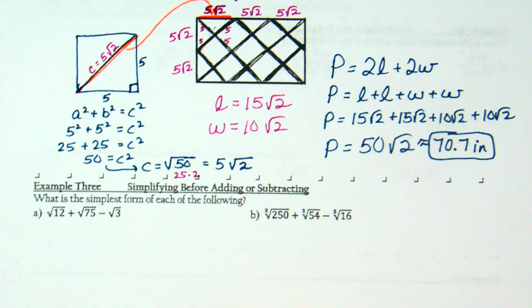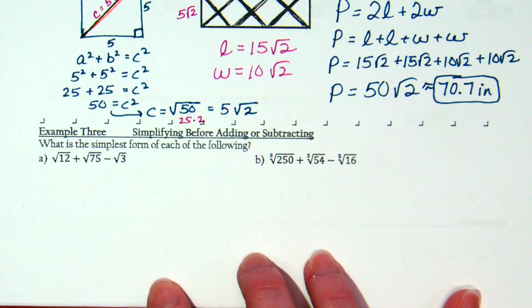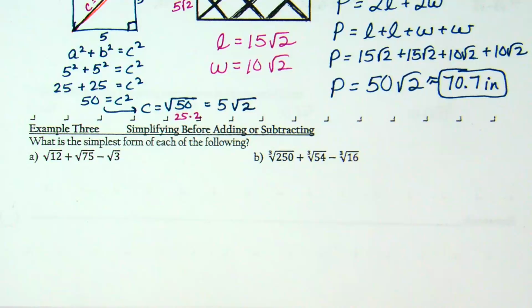Okay. Moving on, example 3. Let's get back to adding and subtracting radicals. Square root of 12 plus square root of 75 minus square root of 3.